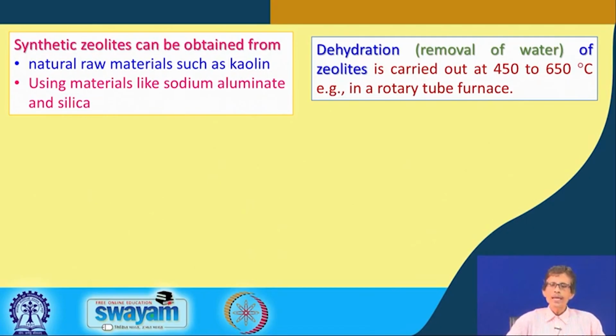Similarly, for zeolites a high temperature, basically not in the range of 100 or 150, but in the range of 450 to 650, is required to remove the whole amount of water trapped inside the zeolite. So, we use specially designed furnaces, not the simple air oven or box type furnaces, but rotary tube furnaces. Rotary tube furnaces will be effective in making all these zeolites in their dehydrated form.